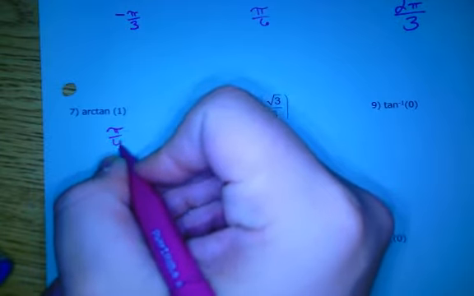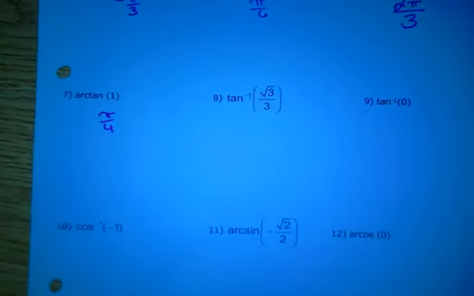How'd you get that? Can you explain that to me? Alright, so pi over 4. Because, remember, tangent is the ratio of sine over cosine. So for it to equal 1, sine and cosine have to be the same. When are sine and cosine the same? Pi over 4.